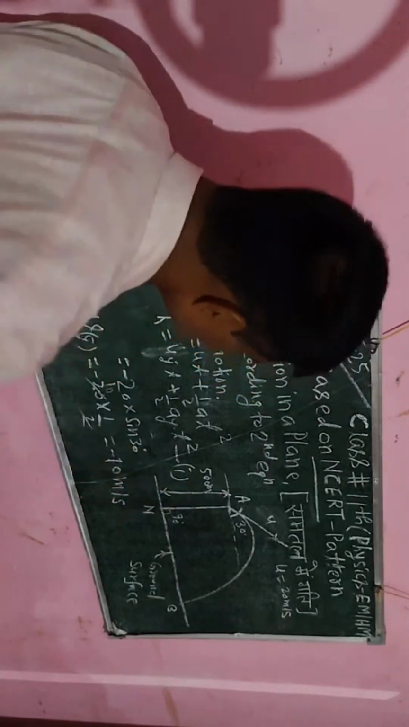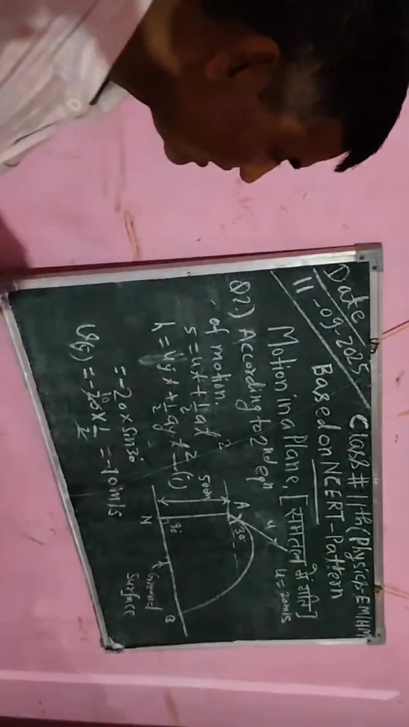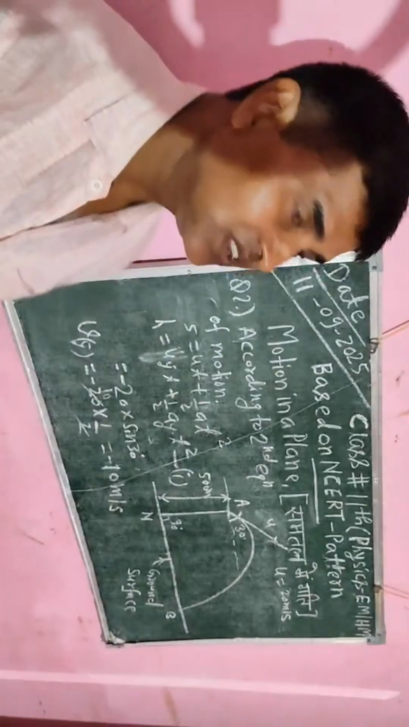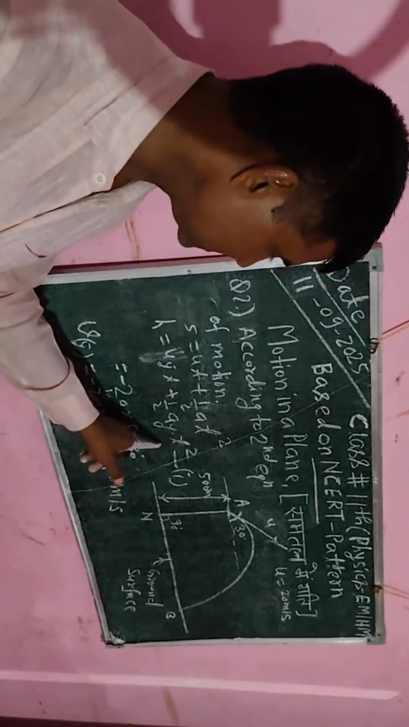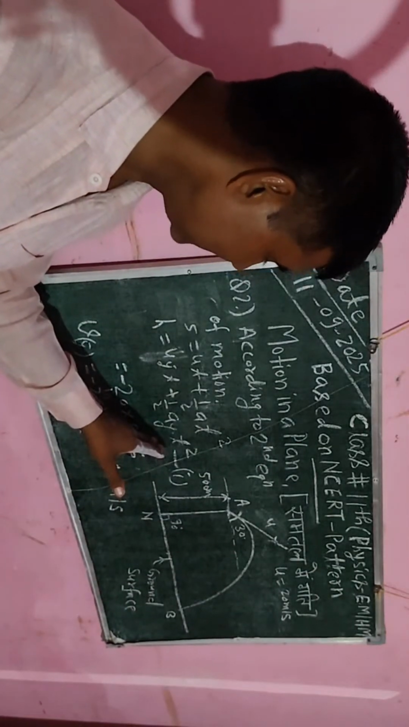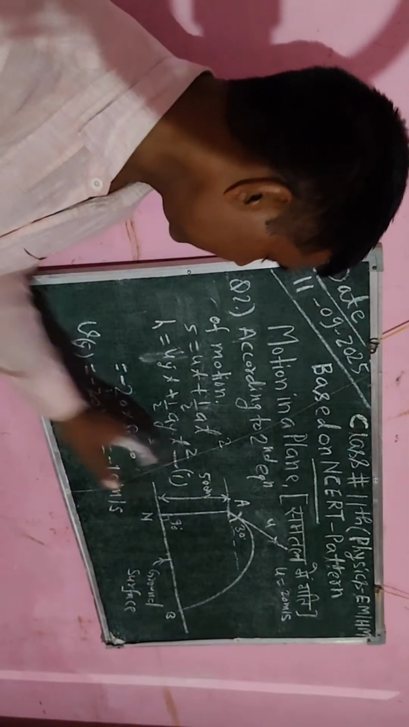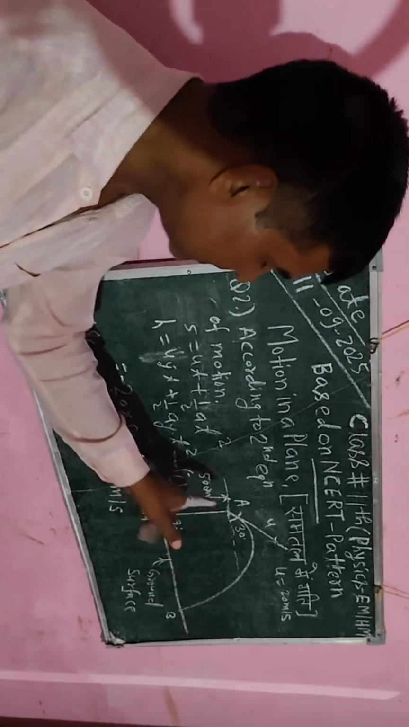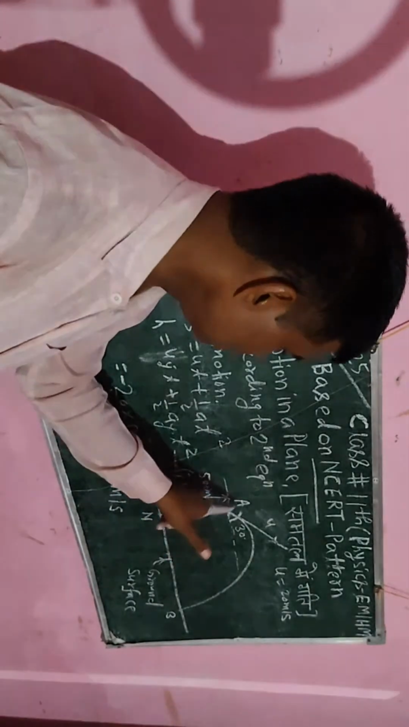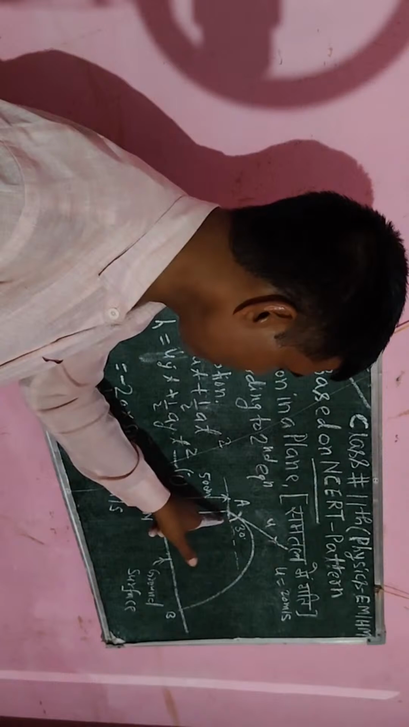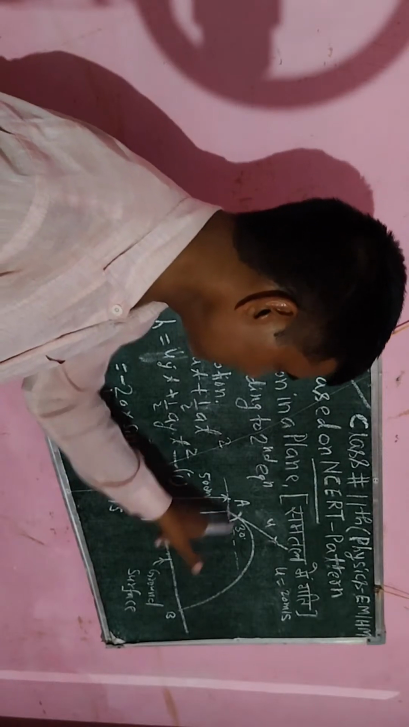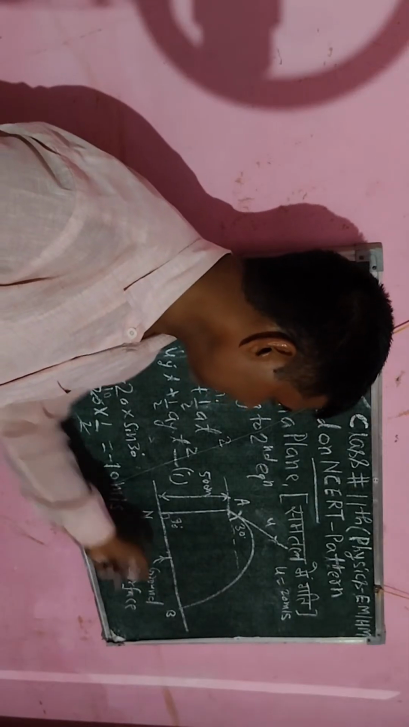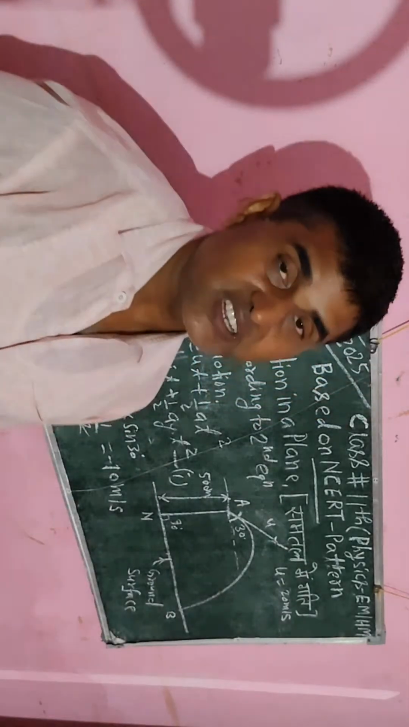After substituting I will get an equation in the form of t, and then I will simplify. After simplifying I will get the value of t, and that will be the time of flight of the projectile, which is moving from point A to B. Then I will calculate the length AB, that is the horizontal range.